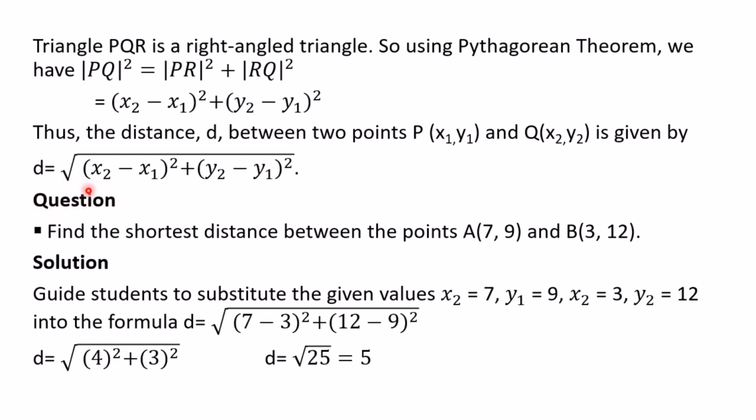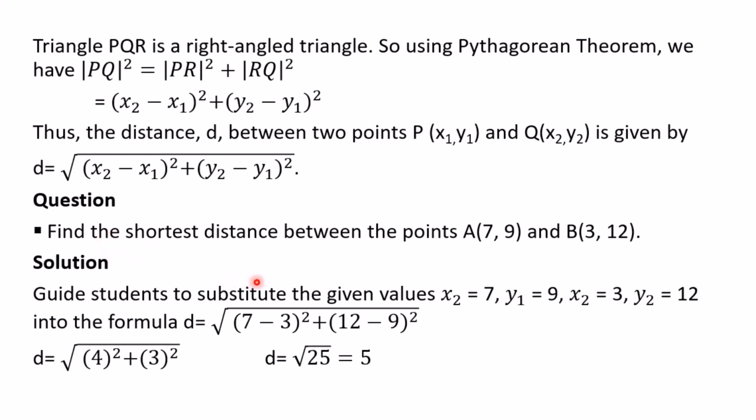So when we take the square root of both sides, our distance d will be equal to the square root of (x2 minus x1) squared plus (y2 minus y1) squared. So the difference between the x components and the difference between the y components. You square both of them, and you take their square root to get your answer.